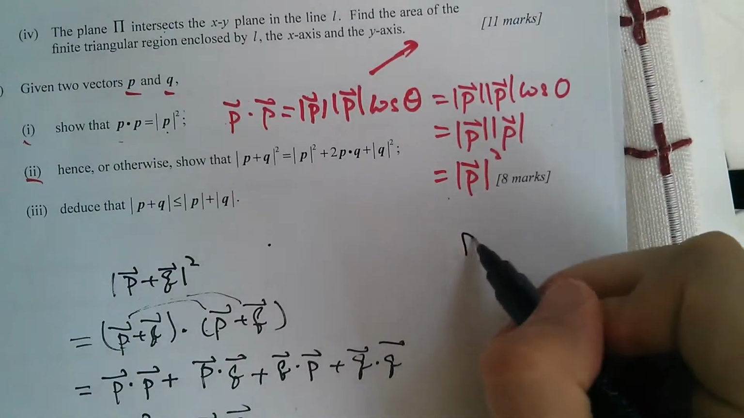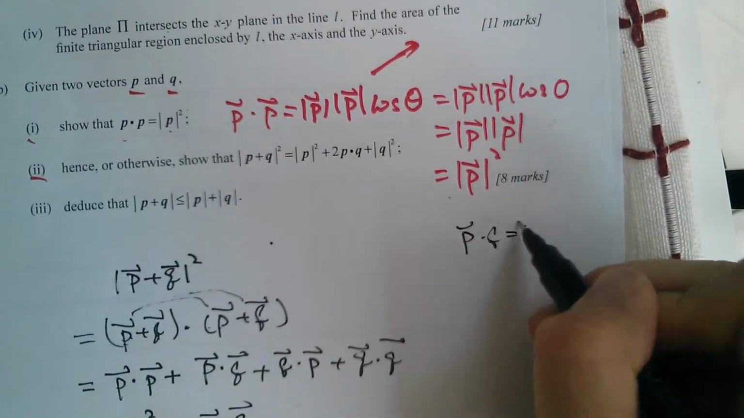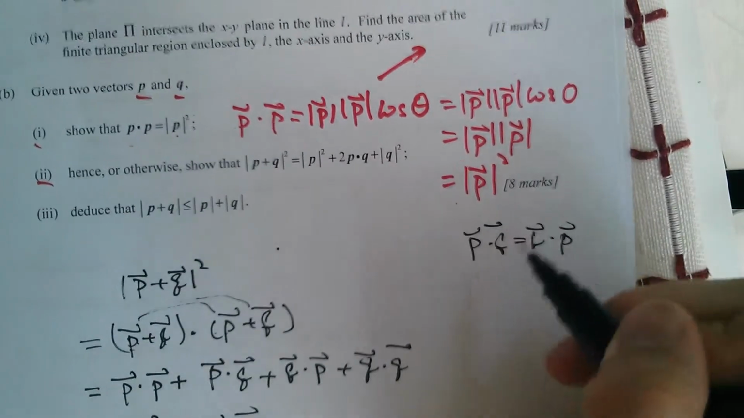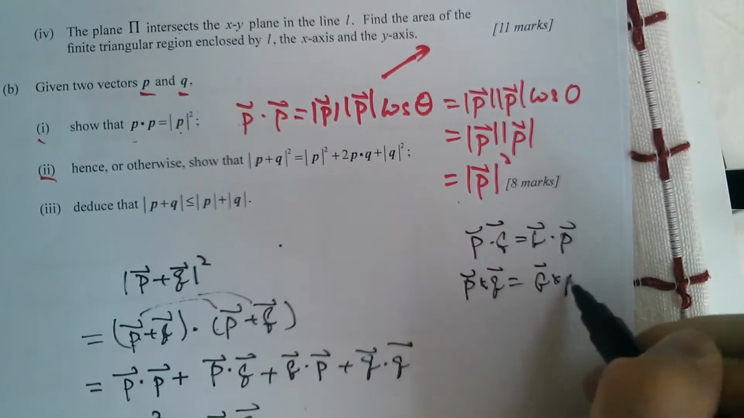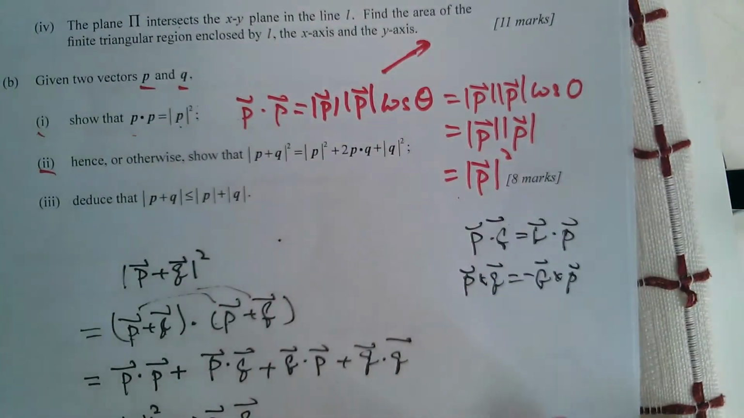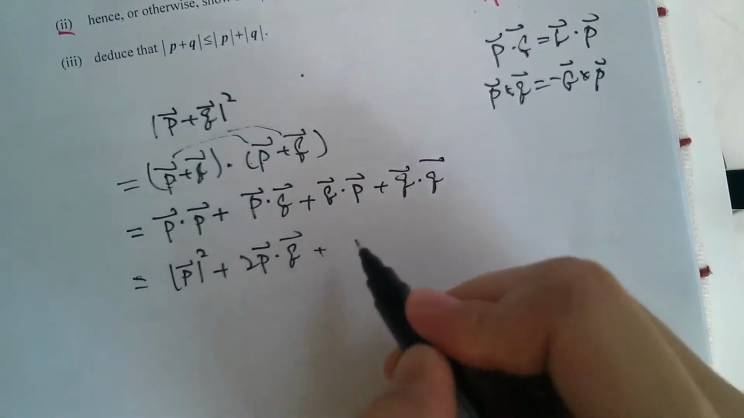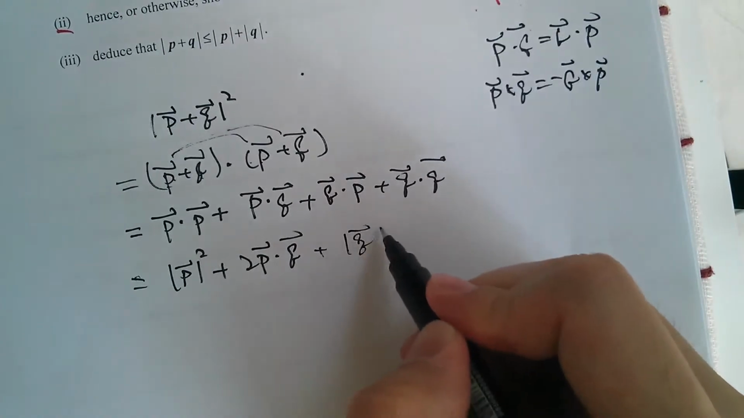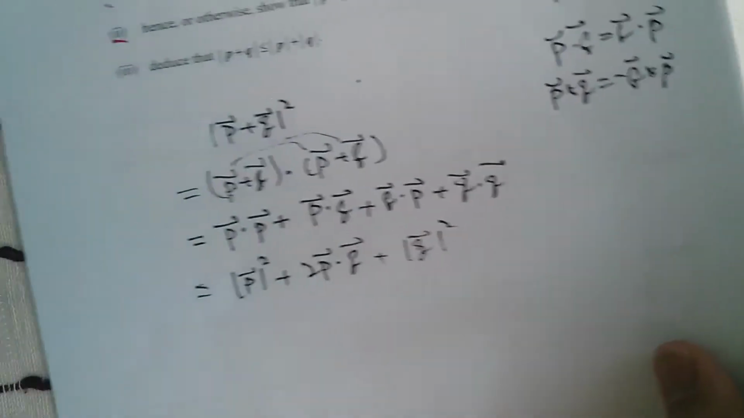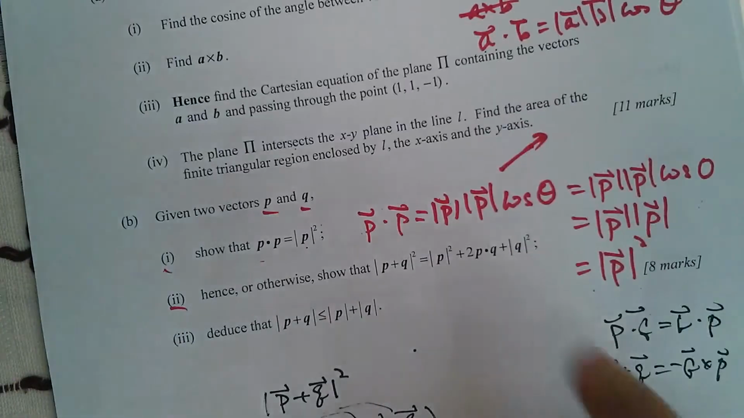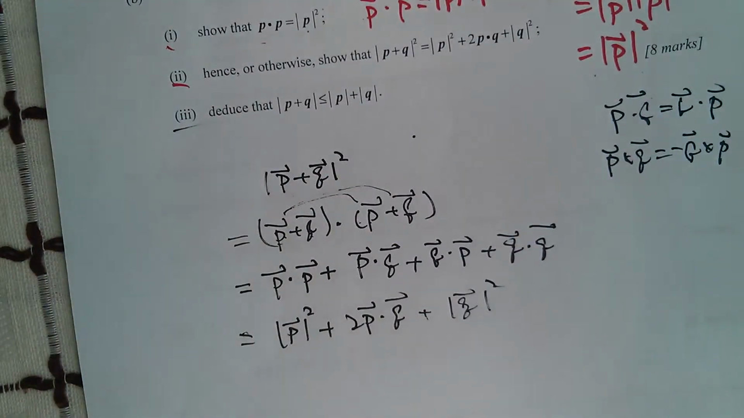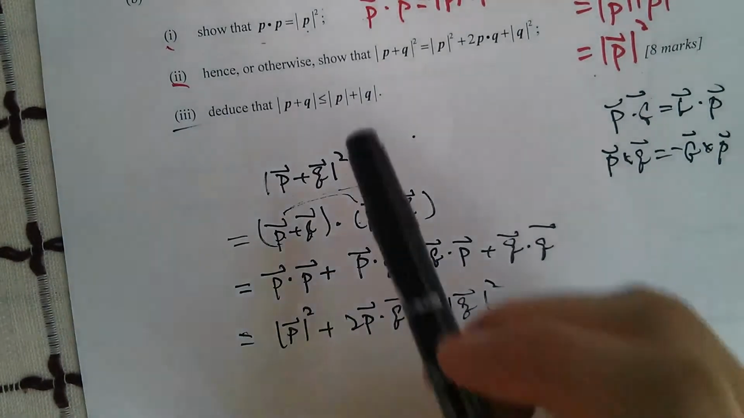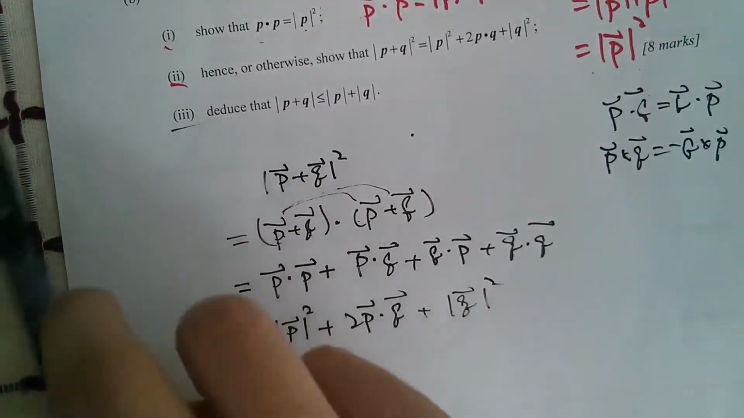Okay. You should know this. For dot product, you can just reverse it, while for cross products, if you reverse it, you're going to take a negative. Plus Q dot Q. Oh, is that what they want? Well, yeah. Last part: deduce that the left-hand side is smaller than the right-hand side, okay?